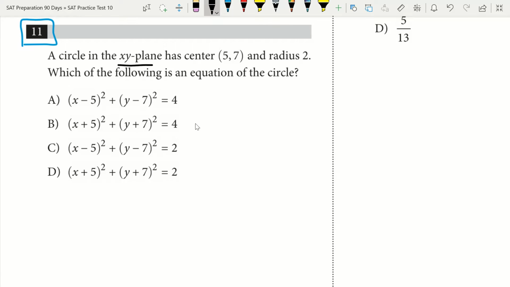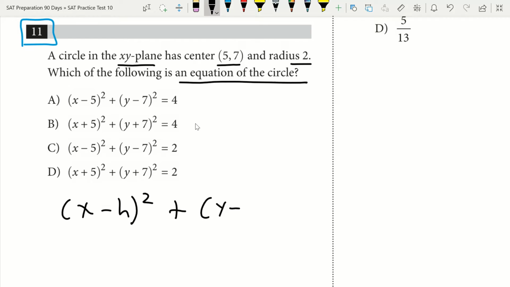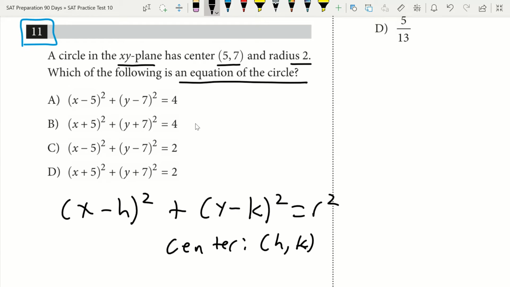A circle in the xy plane has center 5, 7 and a radius 2. Which of the following is an equation of the circle? Well, we know our equation of a circle is (x minus h) squared plus (y minus k) squared equals our radius squared, where our center is (h, k). Okay, you'll remember that from our equations video where we talked about the math formulas on, I believe it was day 1. In this case, we see that our center is going to be 5, so we just put in 5 for h. We got (x minus 5) squared.